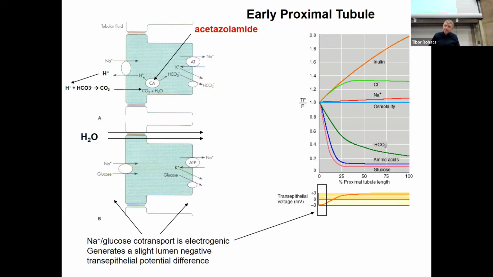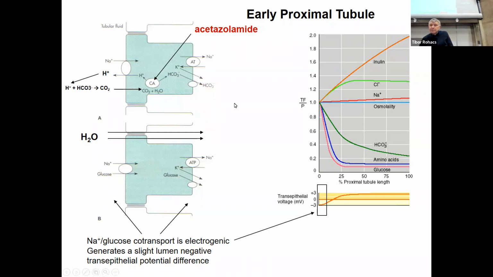So now we come to the transepithelial potential difference, which is an important driving force for paracellular mechanisms. And what happens here, if you put an electrode in the lumen and put an electrode into the interstitium, measure the difference, what happens is you have a slightly lumen negative potential here. And the reason for that is because this mechanism is electrogenic. There's no counter ion, which means when sodium goes, there's no chloride going with it. So it leaves the lumen slightly negative. And this slight negative lumen will actually be a driving force to reabsorb a little bit of chloride through this paracellular mechanism.